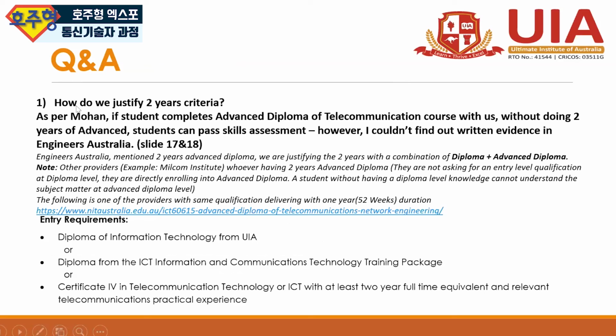So here, how do we justify the 2 years criteria? If Engineers Australia is asking us to bring a 2 years qualification in order to get our skills assessed, how do we justify? Because our qualification is 1 year, right? So we have a pathway. We created a pathway. We are not enrolling somebody who doesn't have a previous qualification. We are enrolling students who have previous qualifications in IT or telecommunication engineering. So that is the justification.